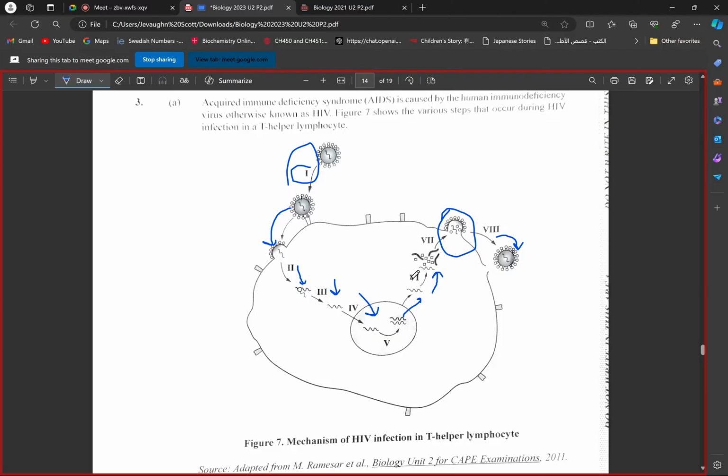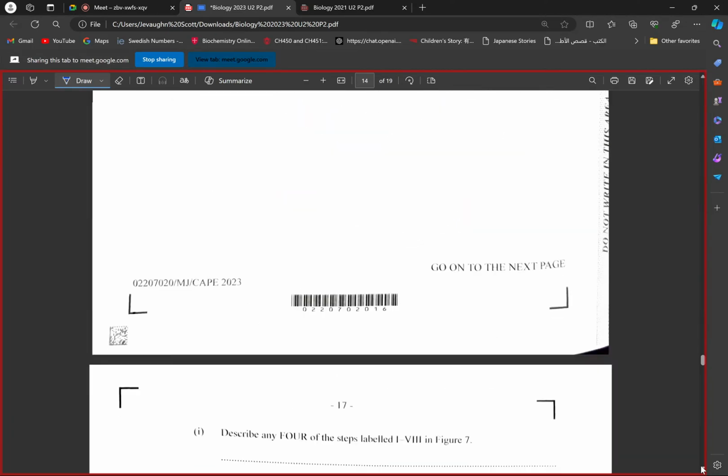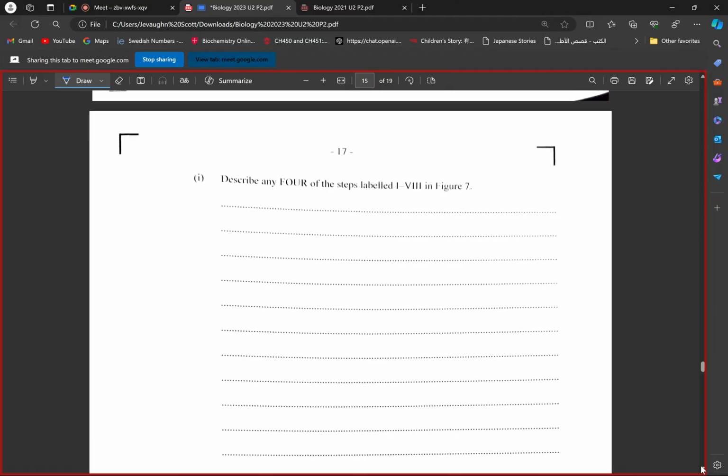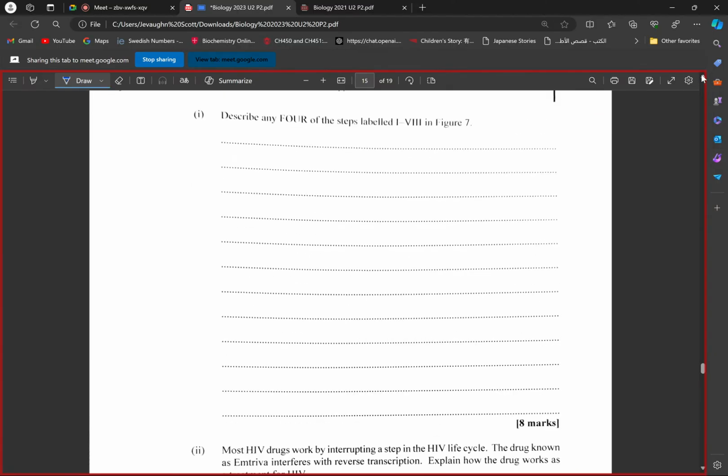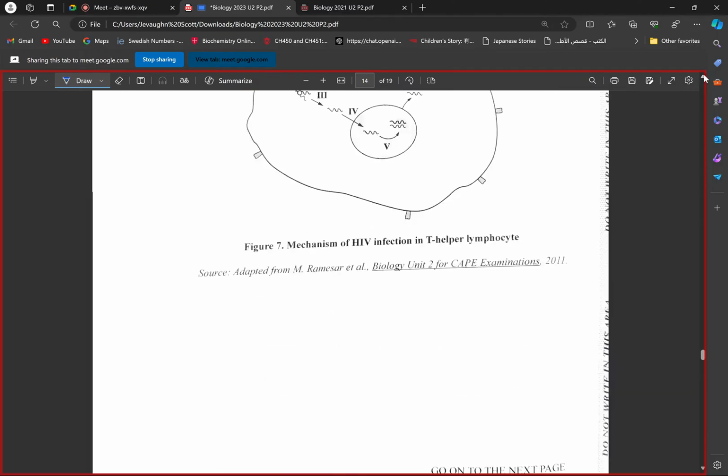So what you're supposed to do is describe any 4 of those steps. And I just went through all of them really quick, because it's not a lot. How many marks does it ask for? Oh my, 8 marks. 8 marks for this amount of lines? Alright. But basically, we're just supposed to talk about 4 of them.